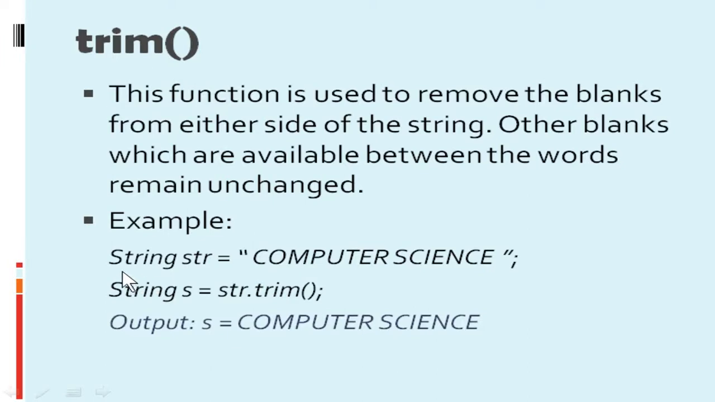You can see an example string str. You can see a space before computer, then in between computer and science you have a space, and at the end of the word science you have a space. So three spaces here. Now str.trim will remove the blank spaces in front and back, but in between the words, if you have any space, that will not be removed, it will be unchanged. It only removes the blank space on either side of the string.